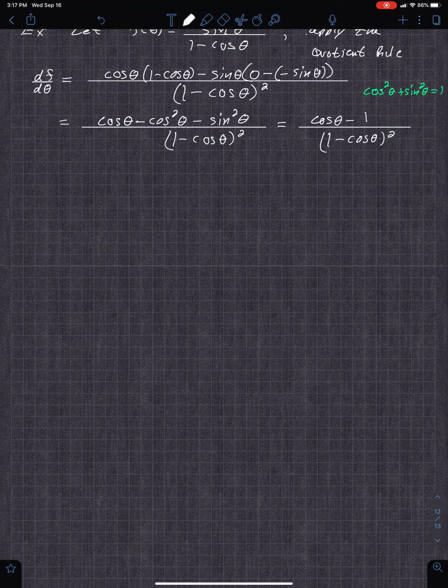But now the top's almost the bottom, but you gotta flip it and take out a negative. So it's equal to negative 1 times 1 minus cosine theta over 1 minus cosine theta quantity squared. So you end up getting basically negative 1 on top, and then 1 minus cosine theta on the bottom.